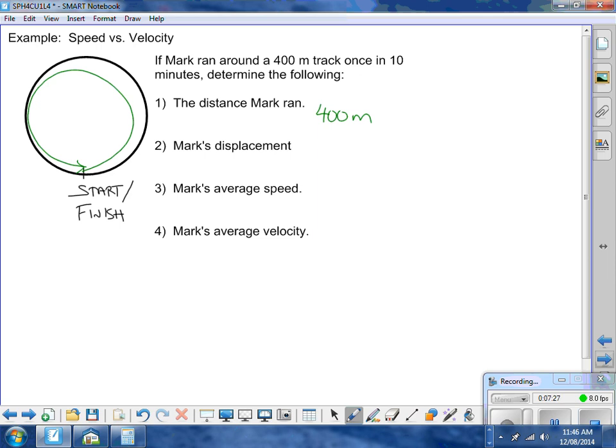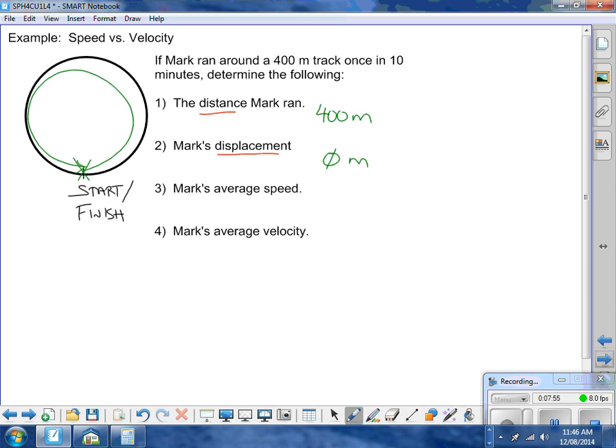What's his displacement? Remember, distance doesn't matter which way you went. It's how far you actually walked, like your pedometer. Displacement is how far you are from your starting point. If Mark returns back to the finish line, he's really gone 0 meters in displacement. He hasn't gone anywhere. He's returned to his starting point. So that's the difference between distance and displacement.